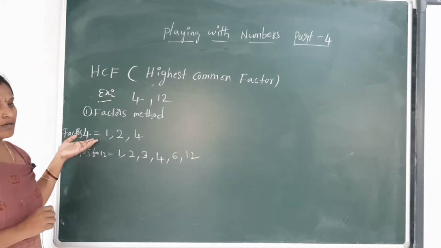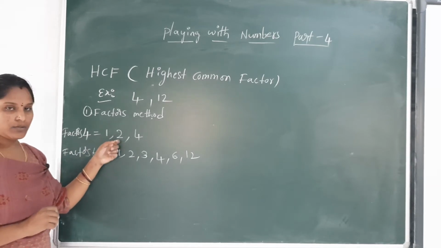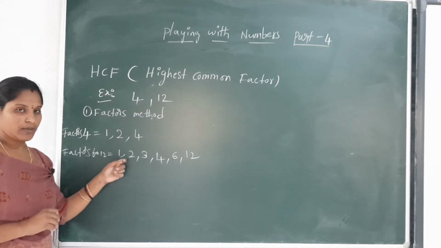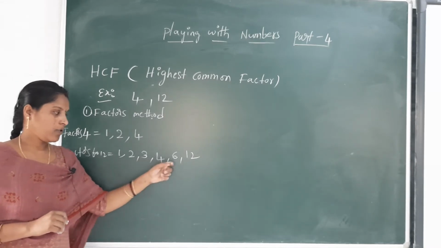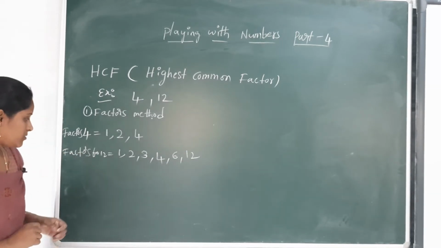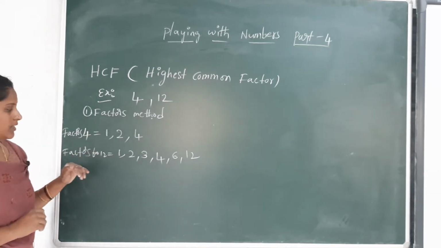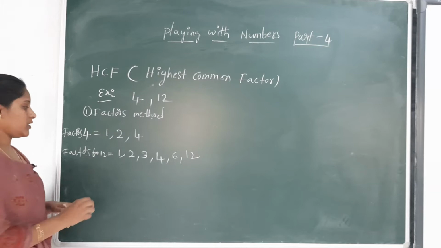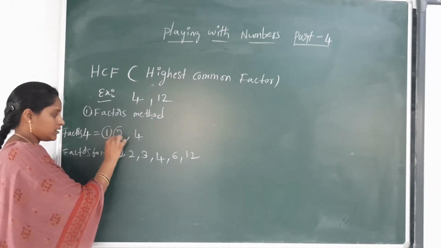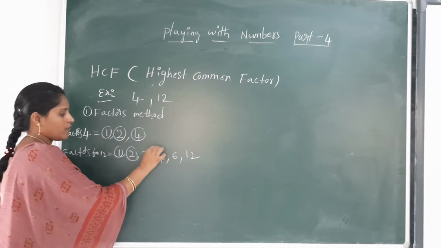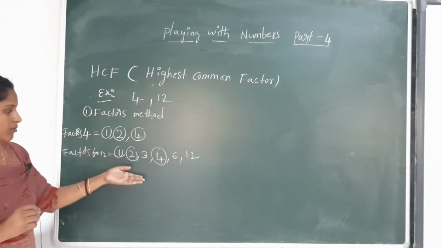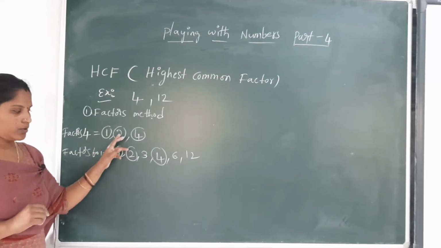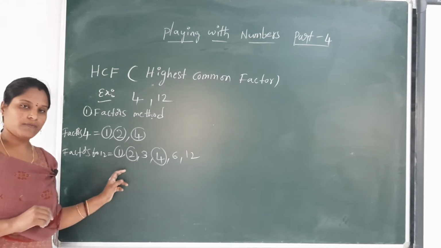So the factors for 4 are 1, 2 and 4. For 12, the factors are 1, 2, 3, 4, 6 and 12 itself. Next, we have to encircle the common factors for both. 1 is common, 2 is common, and 4 is common. Any other common factors other than these three? No. We have only 3 common factors.